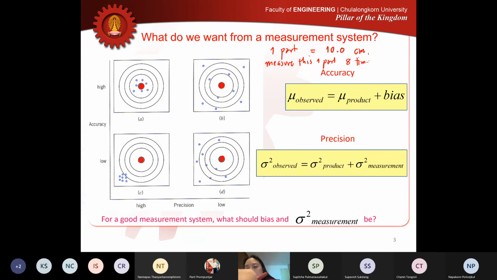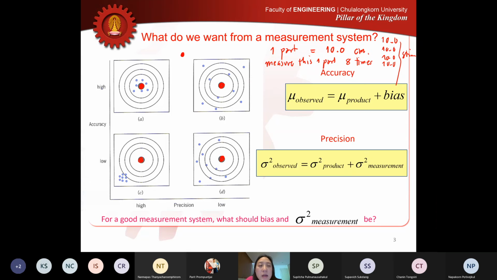Okay, 8 times. What do we expect? Suppose your target is here. If all the time, for all 8 times, you get 10.0, that means you're perfect. You're perfect in terms of the precision.